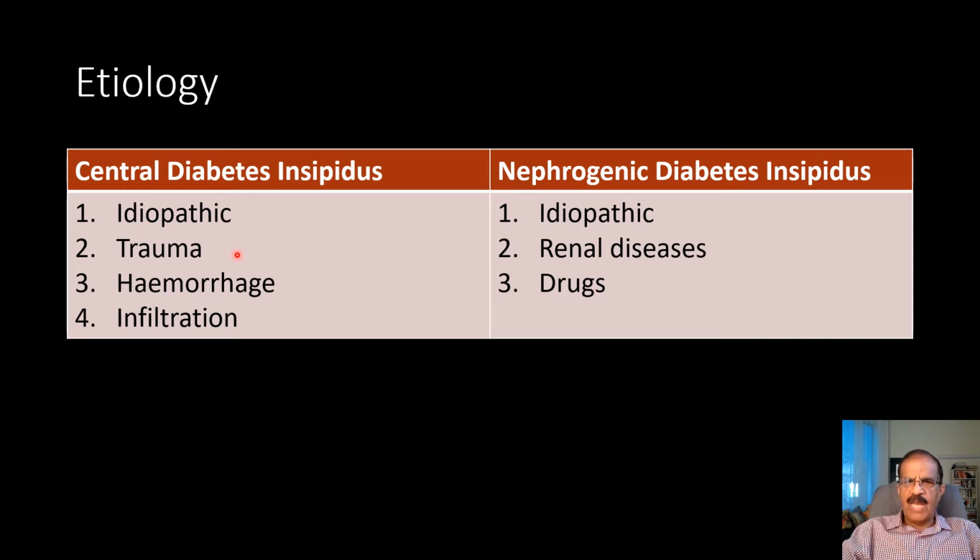any trauma to the head, to the pituitary gland, could cause diabetes insipidus. Some infection can also cause diabetes insipidus. Hemorrhage into the pituitary fossa can cause diabetes insipidus. Infiltration of the pituitary gland with histiocytosis X, with amyloidosis, with lymphoma, leukemias, all these conditions can cause diabetes insipidus.